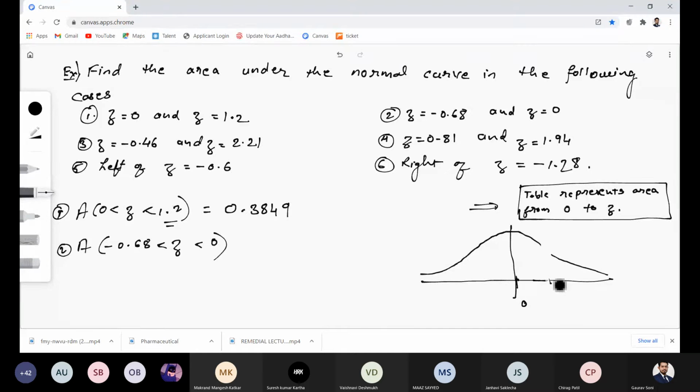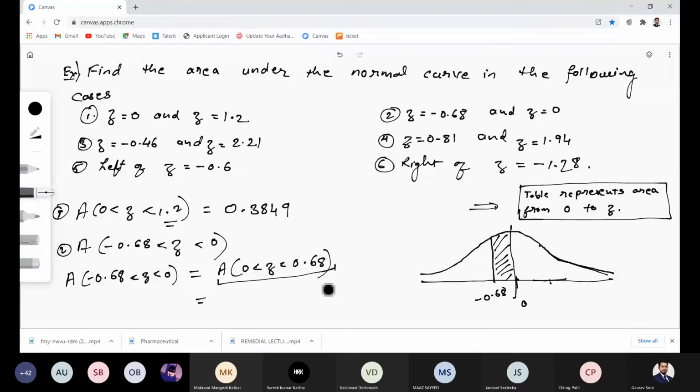So where do you find minus 0.68? Minus 0.68 is somewhere here. This is the area I have to find out. You can see that there is no negative value in your table. But we know that the curve is symmetric about the y-axis. So area from minus 0.68 less than z less than 0 will be equal to the area from 0 up to 0.68. Now this value can be found out using the table. So that is 0.6 and look at the 8. So that is 0.2518.